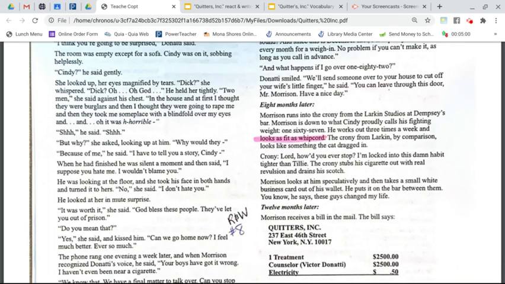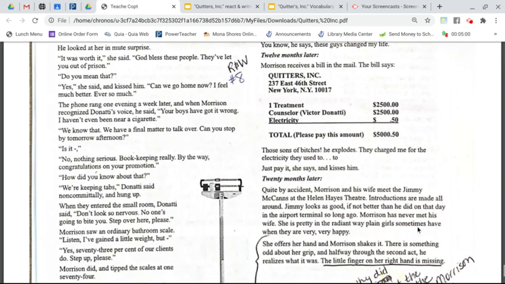12 months later, Morrison receives a bill in the mail. The bill says, Quitters Inc., 237 East 46th Street, New York, New York, 10017. One treatment, $2,500. Counselor, $2,500. Electricity, 50 cents. Total, please pay this amount, $5,000.50. Those sons of a bitches, he explodes. They charge me for electricity they used to just pay it, she says, and kisses him.